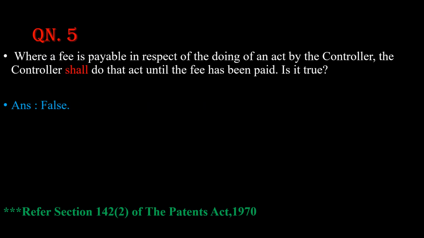Question number 5. Where a fee is payable in respect of the doing of an act by the controller, the controller shall do that act until the fee has been paid. Is it true? So now here we will observe this. Where a fee is payable in respect of the doing of an act by the controller, that means a fee is to be paid. Okay, and the controller shall do that act until the fee has been paid. Is it true?